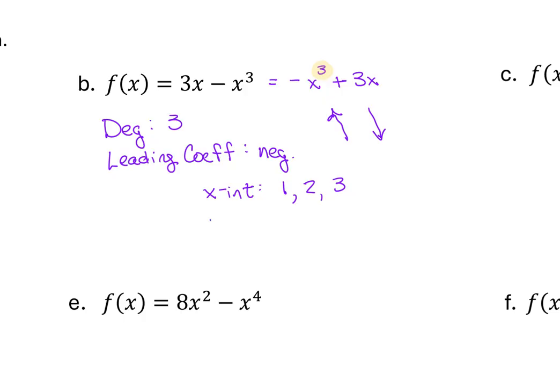We also have turning points. And so for this, we're going to have a max of 2 turning points. We take our degree, we subtract 1, and that's giving us a max of 2 turning points.